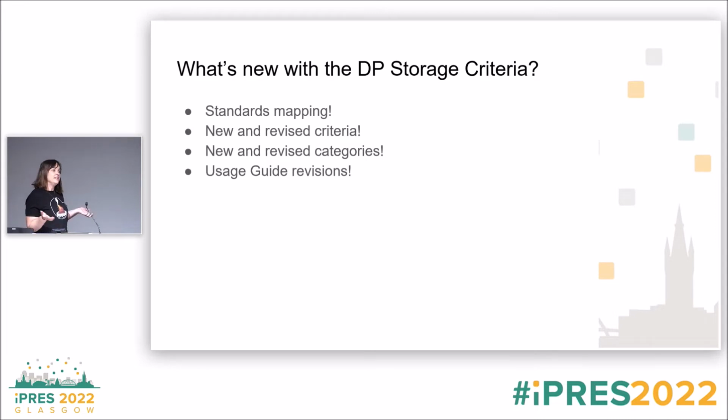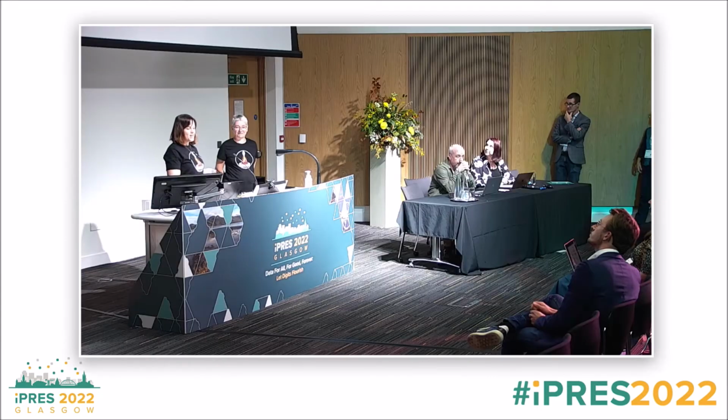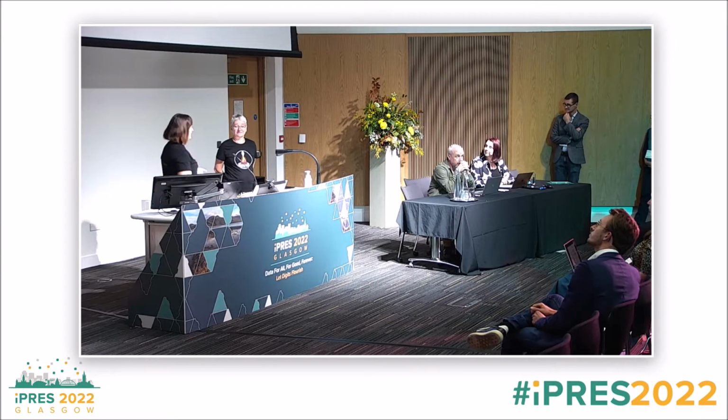So what's new in the digital preservation storage criteria? We have standards mapping, new and revised criteria, new and revised categories, and usage guide revisions. Standards mapping: we did the quite laborious and sometimes tedious work of mapping the criteria to international standards, all of the ones listed here. We have new and revised criteria.